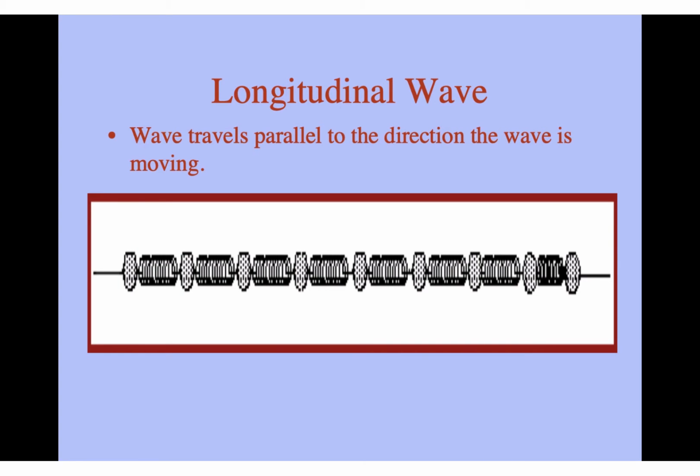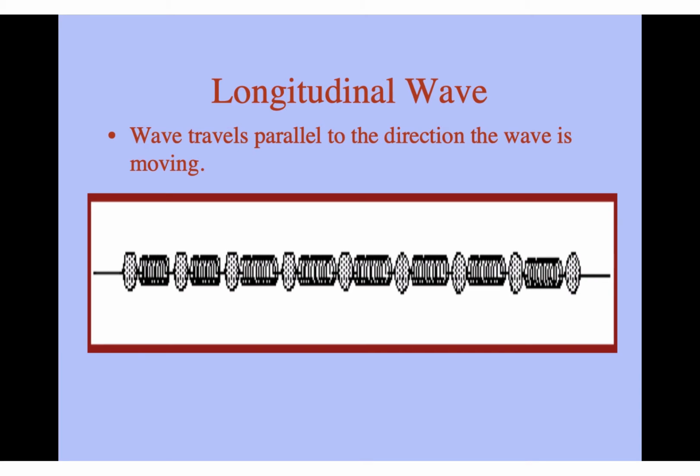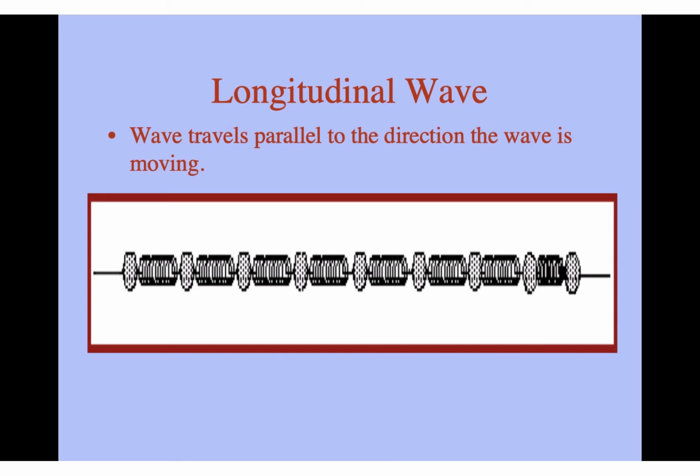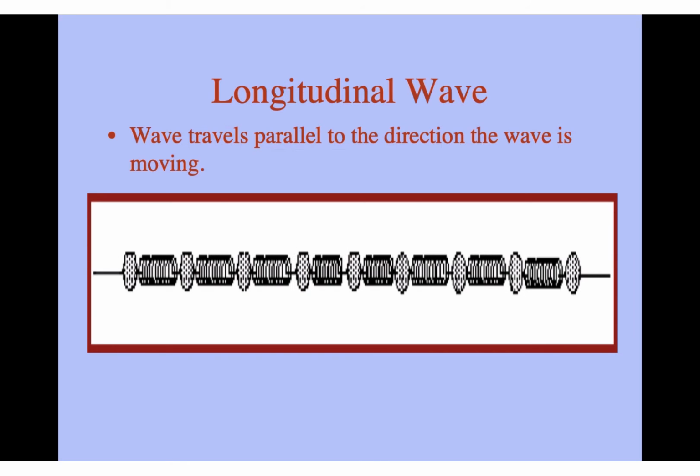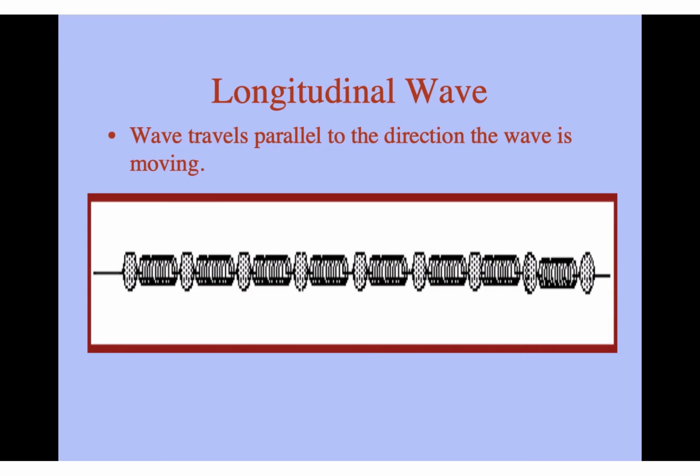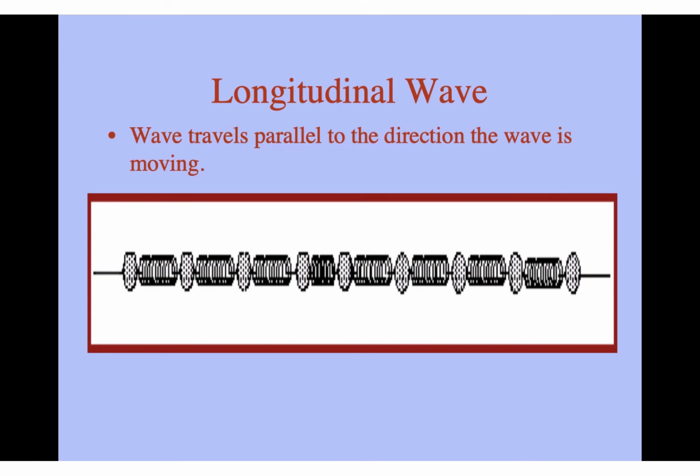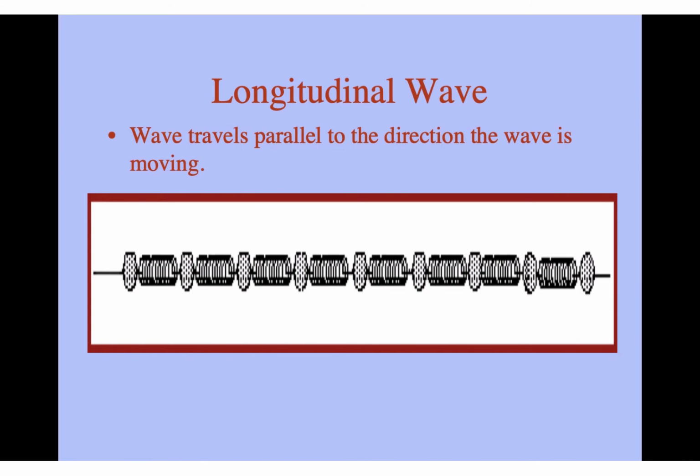Now, the longitudinal wave is the wave that travels in the direction of the wave. So these are like slinkies or springs, right? You push on a slinky, and it sends that wave right through that slinky, right? And so it travels in the same direction. The spring travels the same direction as the wave traveling through it. Now, one type of longitudinal wave you're really familiar with is probably sound.